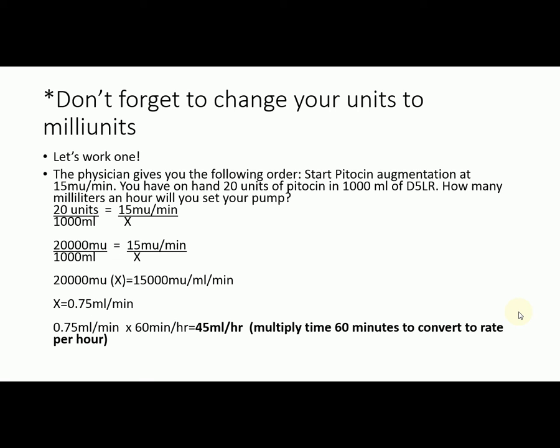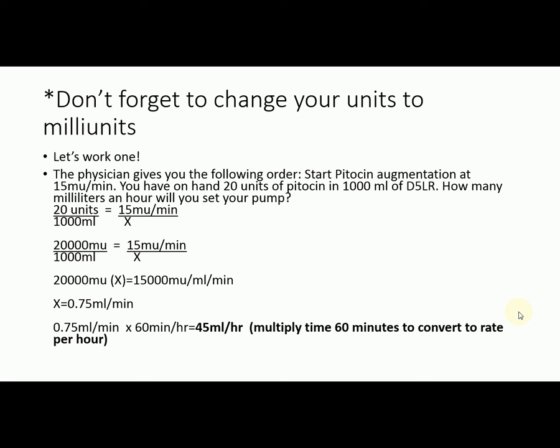The reason I've done it that way is so you will remember this is per minute, not per hour. And your question, if you go back and look, is asking how many milliliters of fluid an hour you are going to set to run to obtain 15 milliunits per minute. So we have to do a little bit more calculation when we get down to the bottom.